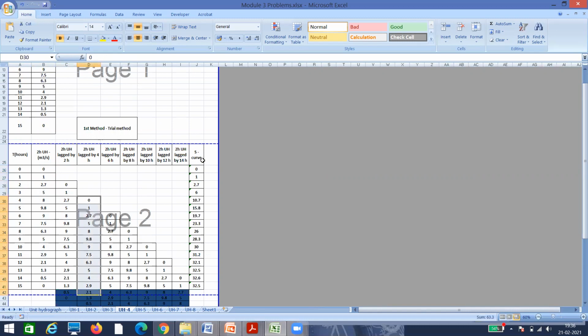In the corner, you should have one column where you're adding all these ordinates. You should continue this trial and error till you get an almost constant value below. Till then, you have to keep on adding. When you do it manually, it takes a lot more time. Generally, you won't be given this in your exam.